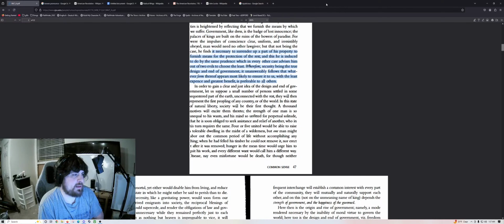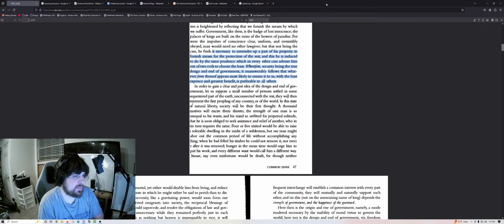So the government is not the first. The society is what they will first think of. What is their society? A thousand motives will excite them thereto. The strength of one man is so unequal to his wants, and his mind is so unfitted for perpetual solitude, that he is soon obliged to seek assistance and relief of another, who in turn requires the same.